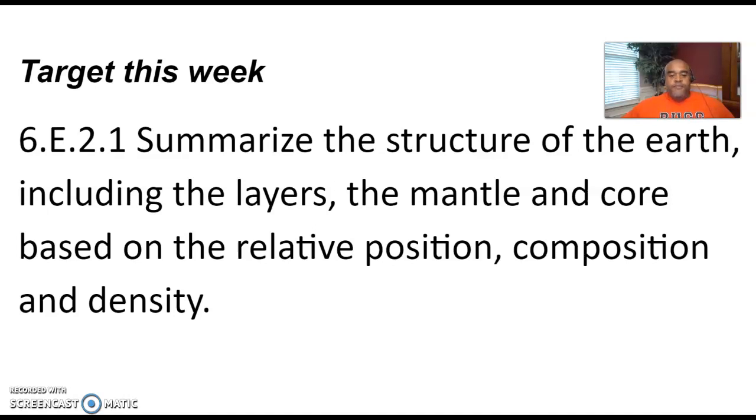Our target this week is going to be some review, so everyone should have success on this standard. The standard is to summarize the structure of the Earth, including the layers, the mantle, and the core, based on relative position, composition, and density. In simple terms, we're going to review this week the layers of the Earth, the crust, the mantle, the inner and the outer core, and their position. We're going to go over what those layers are composed of, what elements and substances they're made of, and we're going to connect those to density.